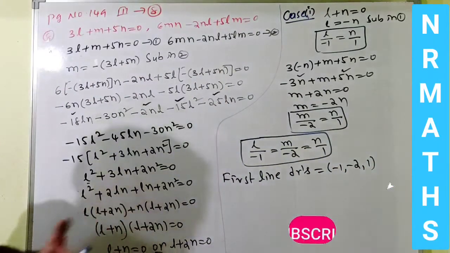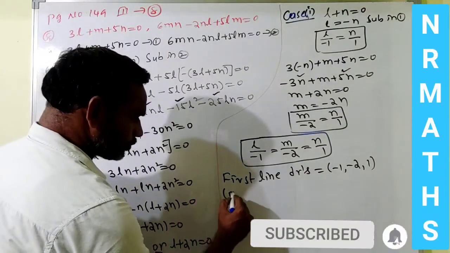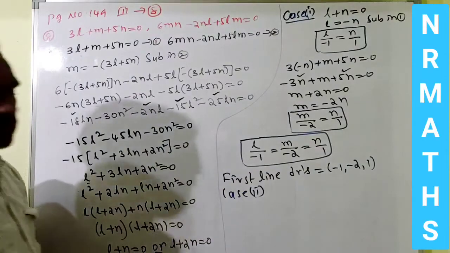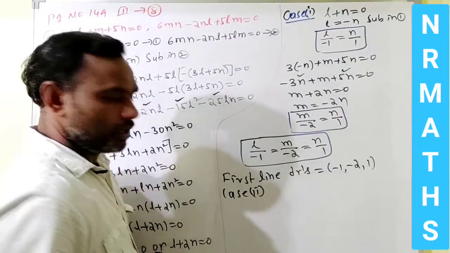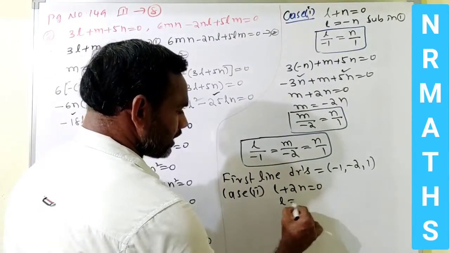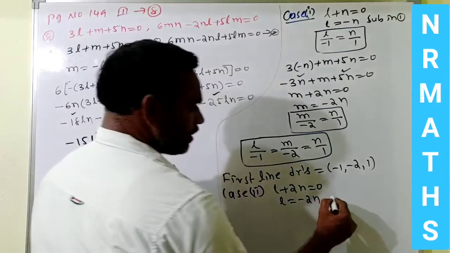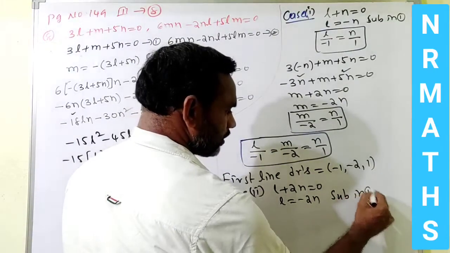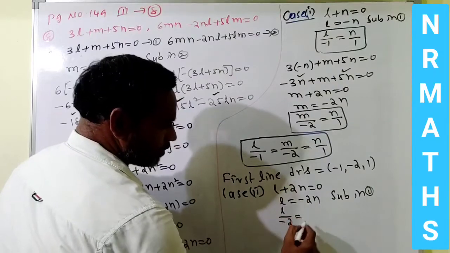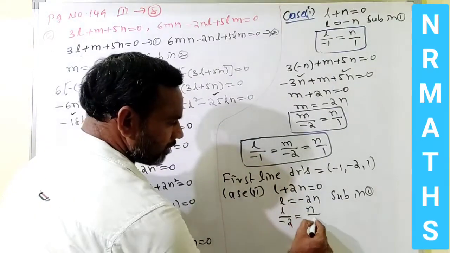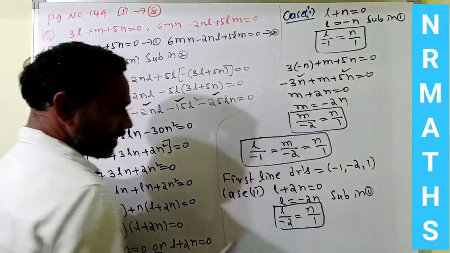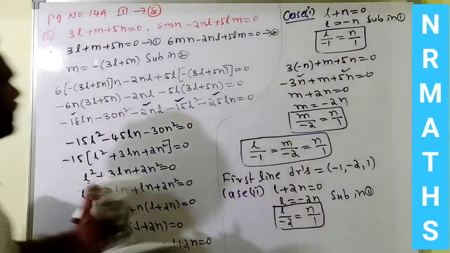Now case 2. Case 2, L plus 2N is equal to 0. Now L plus 2N is equal to 0. Now write it is L is equal to minus 2N, substitute in 1. Now write it is L by N coefficient minus 2, right, minus 2, N by L coefficient 1, right. L is equal to minus 2N, substitute in equation 1.